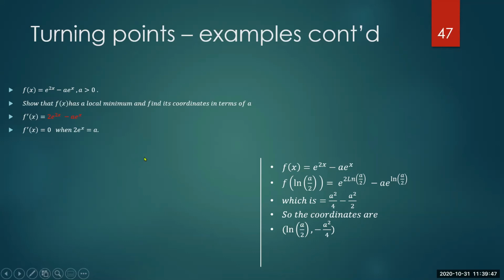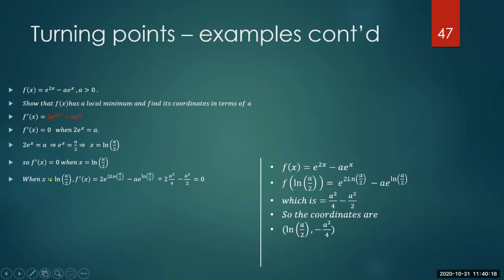Okay, and I hope everyone understands that. So 2e to the power of x is equal to a, and that implies that e to the power of x is equal to a over 2, and so x is equal to the natural log of a over 2. So f dash of x is equal to 0 when x is equal to the natural log of a over 2.